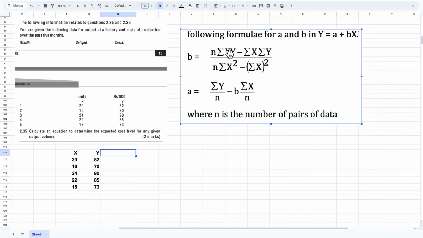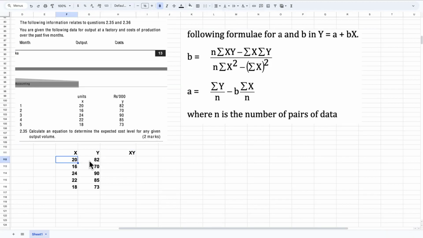Now, in the formula, we know the sigma xy. Sigma means sum: the sum of x multiplied by y. So we have to determine xy, right? We have to multiply each x with its y, and after that, we have to sum it up. That is called sigma, isn't it? So for example, 20 multiplied by 82, we will get 1640. Like that, 16 into 70, 24 into 90, 22 into 85, 18 into 73, you can get the numbers, right?